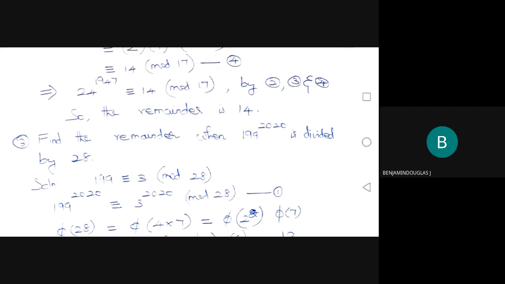If in your examination they don't mention any method, you can apply whichever is the easy method. Sometimes they may specify the method, by using Wilson's theorem, Fermat's Little theorem or Euler's theorem. If they mention the method, you should solve that problem by using that method.